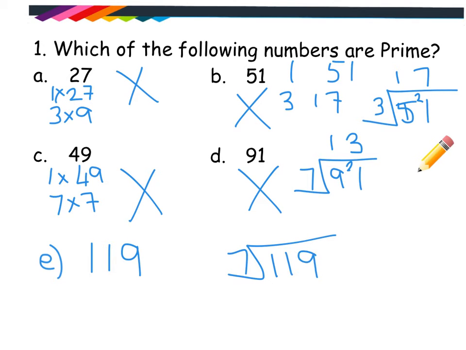7 into 119 is 1, carry the 4. Oh God, it does divide by 7. I keep picking numbers that aren't prime, but this is a way you would check. Does that make sense? So if you're not sure, try dividing by 3, try dividing by 7, try dividing by maybe 11, other prime numbers. So at the end of the day, none of those were prime.